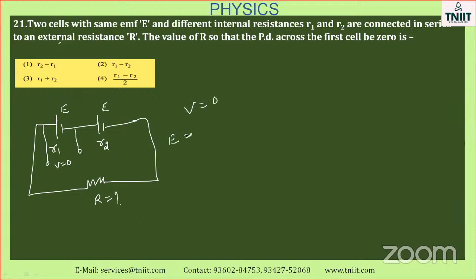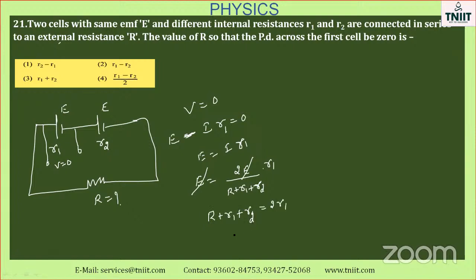You know that V is equal to E minus IR is equal to 0. For the first cell, it is R1. So E is equal to I times R1. How to get current? It is total EMF 2E by total resistance R plus R1 plus R2, into R1. So E and E will get cancelled out. Cross multiply. R plus R1 plus R2 is equal to 2 times R1.